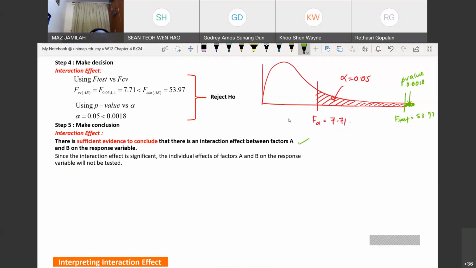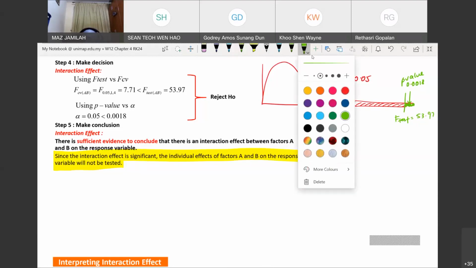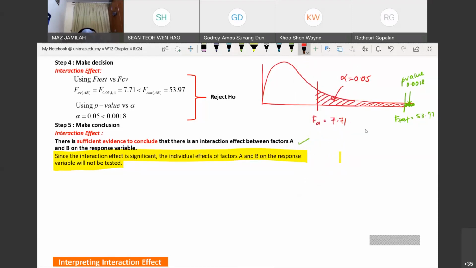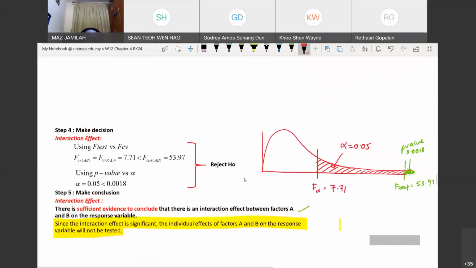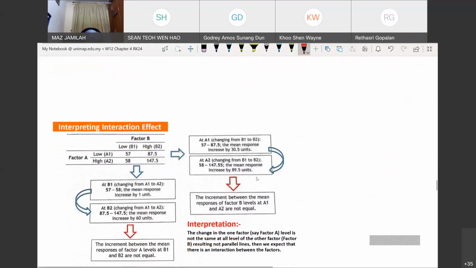Okay, so since the interaction effect is significant, the individual effects of factor A and B on the response variable will not be tested. So please understand this, class. Once you have identified, based on your hypothesis testing, that there is an interaction, there will be no need for you to test for the factor effect. This concept sometimes will be asked in your concept questions, true false and multiple choice. So please remember them and understand them.